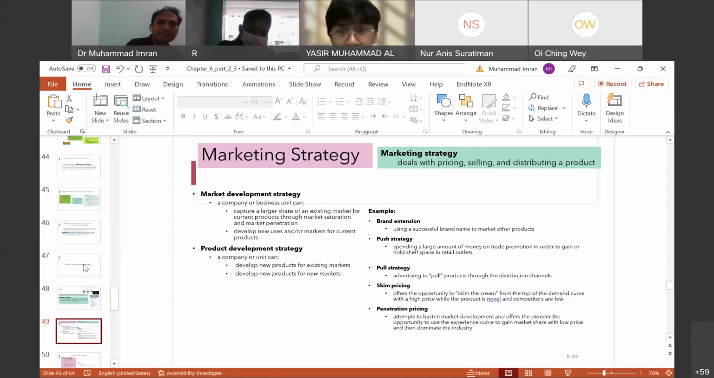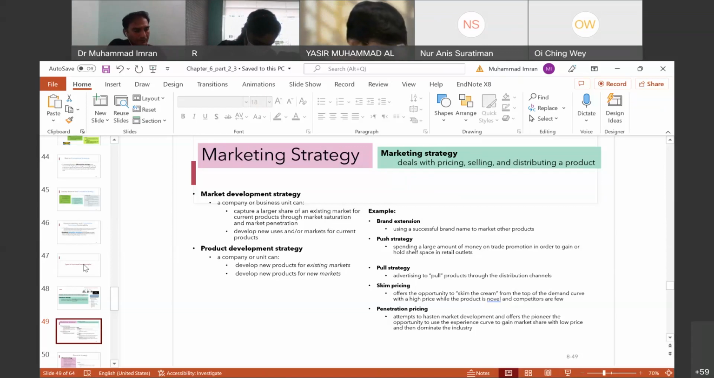Basically, the core objective of marketing is to satisfy the customers, rather than only promoting our product and selling it. Yes, these are the functions, but the core objective should be how to satisfy the customers.